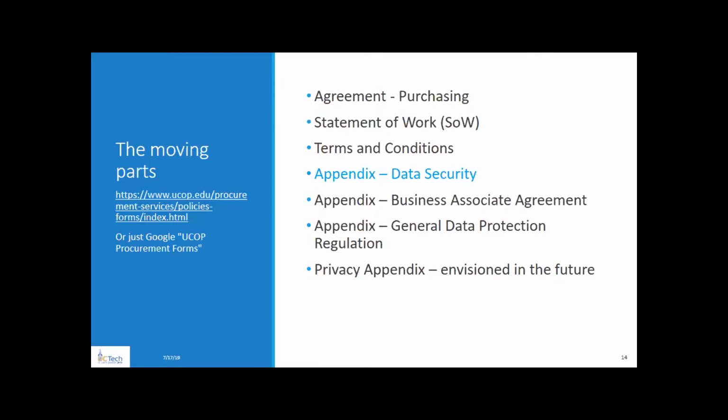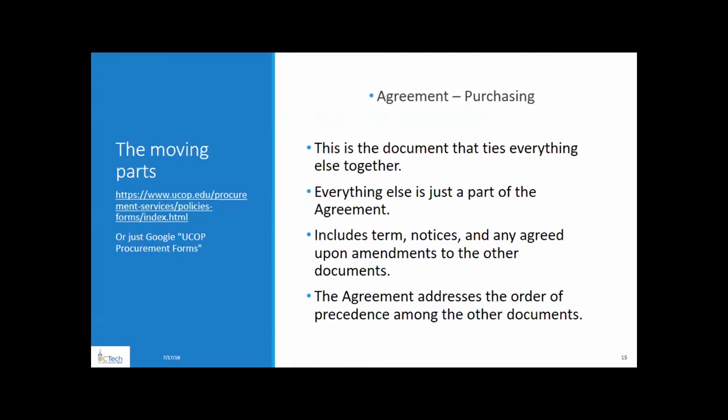and a privacy appendix is evolving, but a bit behind the curve due to staffing changes. I'm getting that right now. But so at a high level, right, the agreement-purchasing is really the umbrella of it all, and everything else is just a piece of that agreement that we do with the supplier, right? So this is the one that ties everything together.